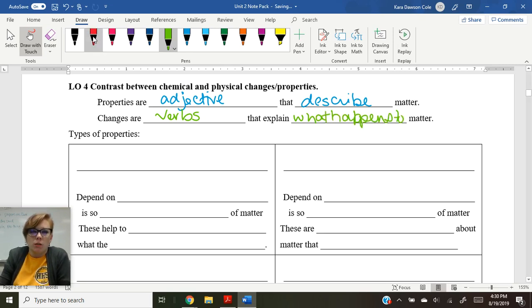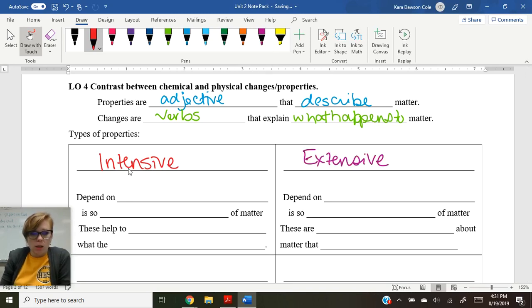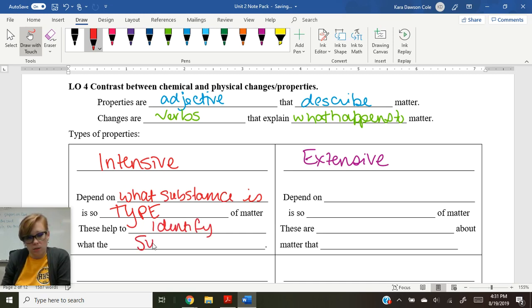So the first two types of properties that I'm going to talk about are intensive and extensive. Intensive properties depend on what the substance is. So this is the type of matter. These help to identify these substances.